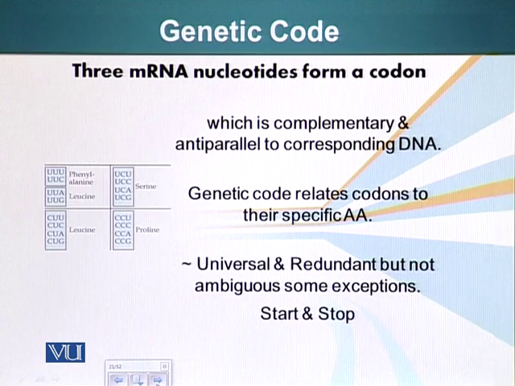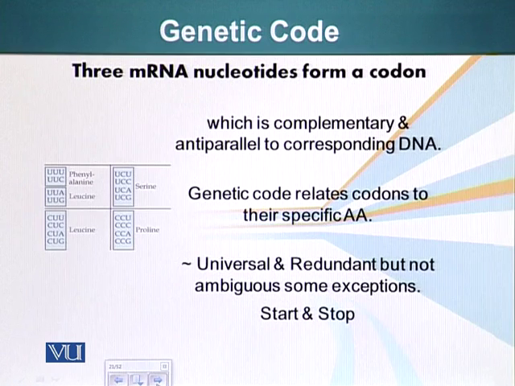An important feature of the genetic code is that it is universal and redundant but not ambiguous. So what do I mean by that? Universal means that pretty much all organisms use the same genetic code. There are a few minor exceptions, but pretty much the genetic code is universal. So if we take a messenger RNA from a human and put it in a bacteria, the bacteria will make the same protein a human cell would, because the genetic code is almost universal.